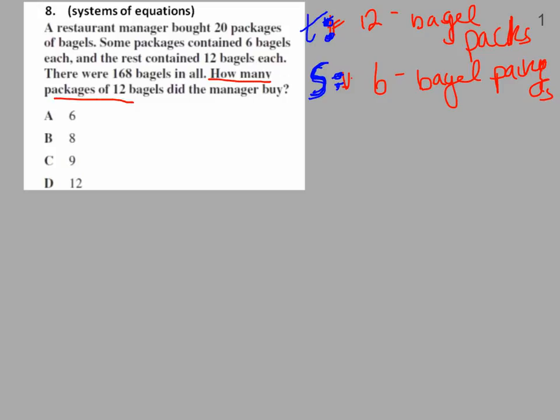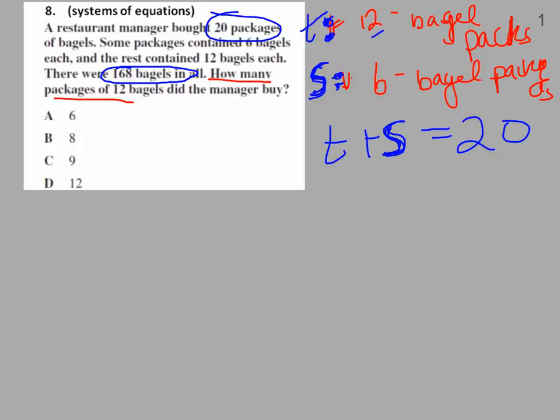We know that there were 20 packages in total. So we know that T plus S has got to be 20. We can start with that first equation. And then the other piece of information is how many total bagels there are. Well, that's where the 12 and 6 come in handy, because for every 12 bagel pack, there's 12 bagels. So we're going to say 12T plus 6S equals 168 total from the problem.